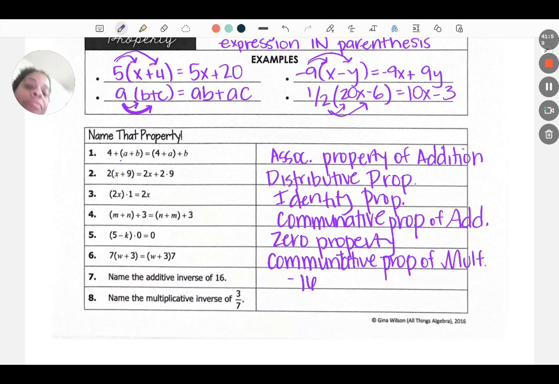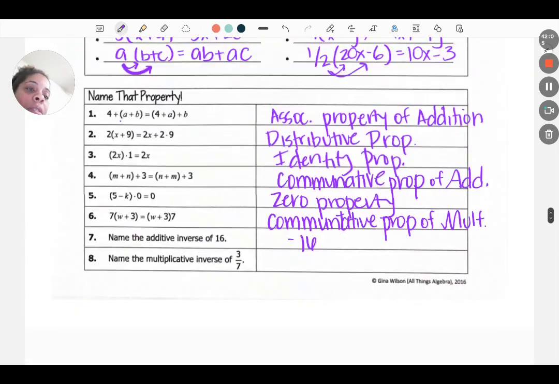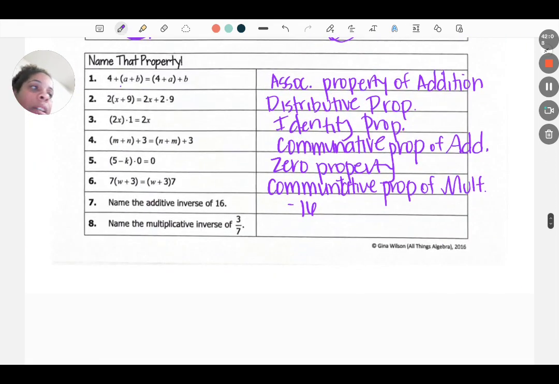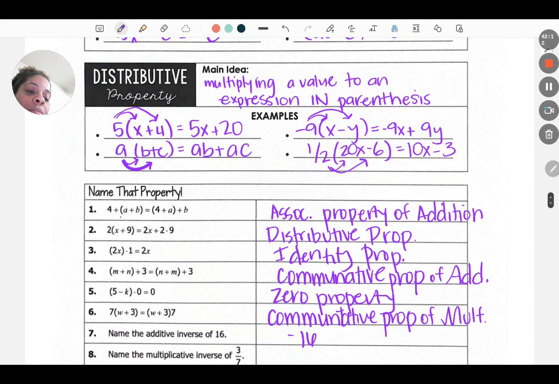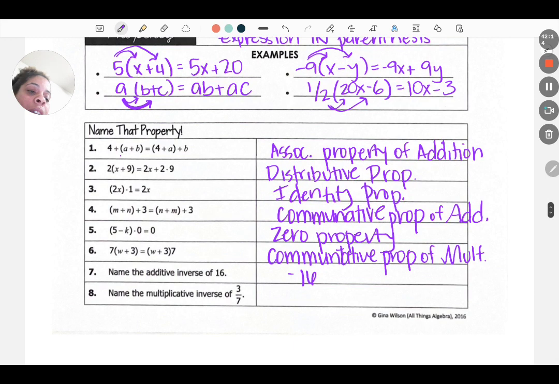All right, and the last one, name the multiplicative, oh, is there more? No. Name the multiplicative, that's a hard word for me to say, inverse of 3/7. That would just be the inverse, right? The opposite. We would flip it, so it would be 7/3, I believe.